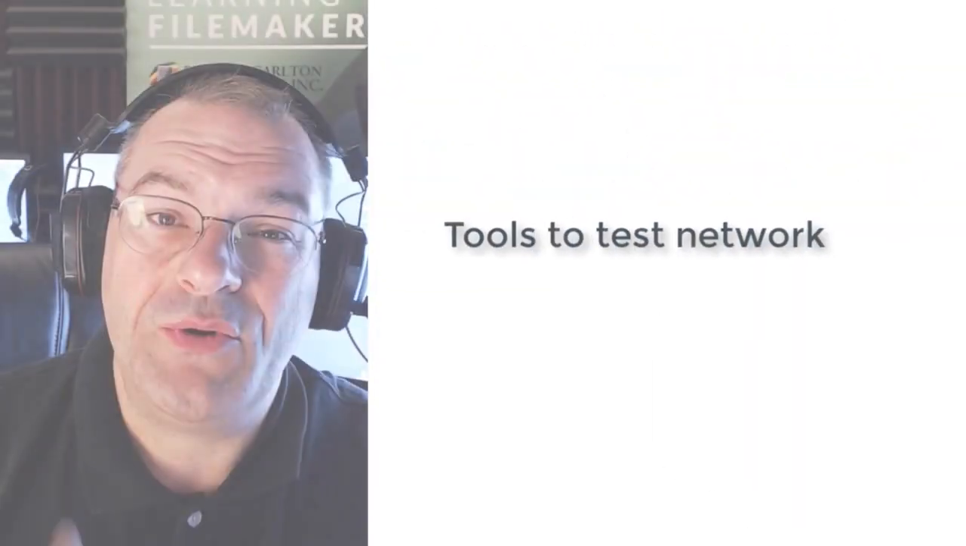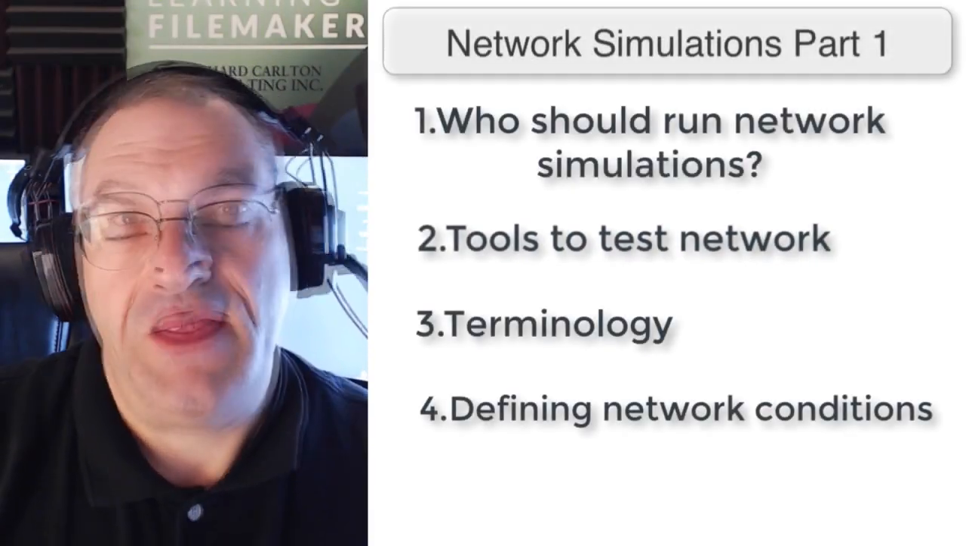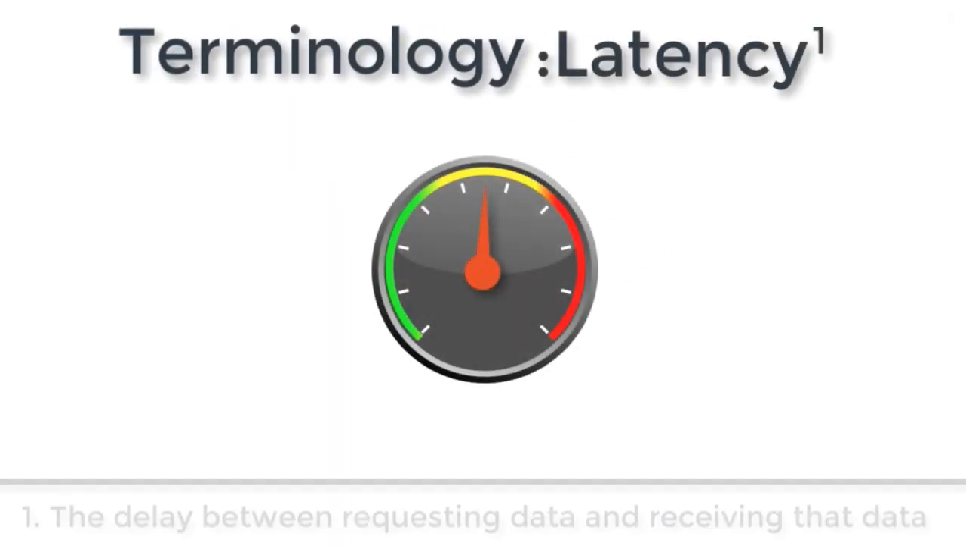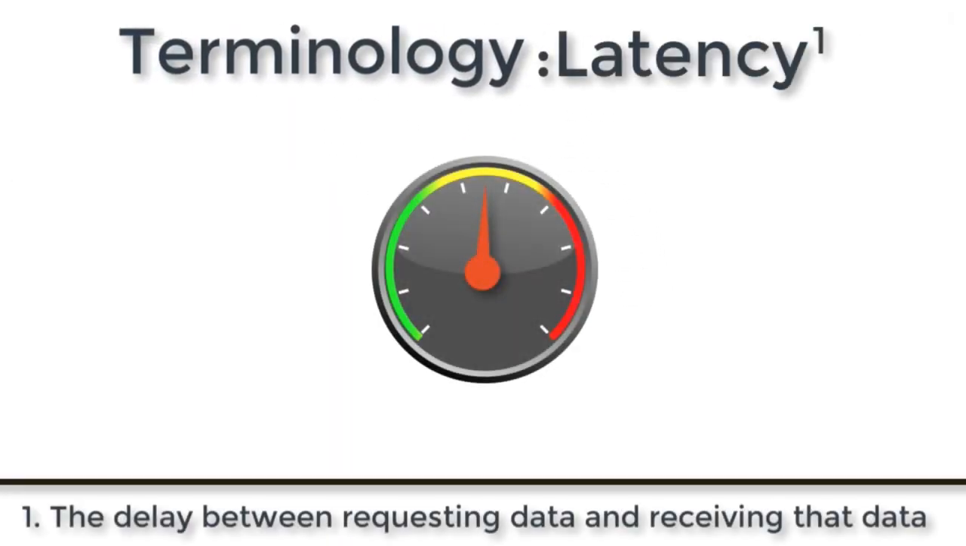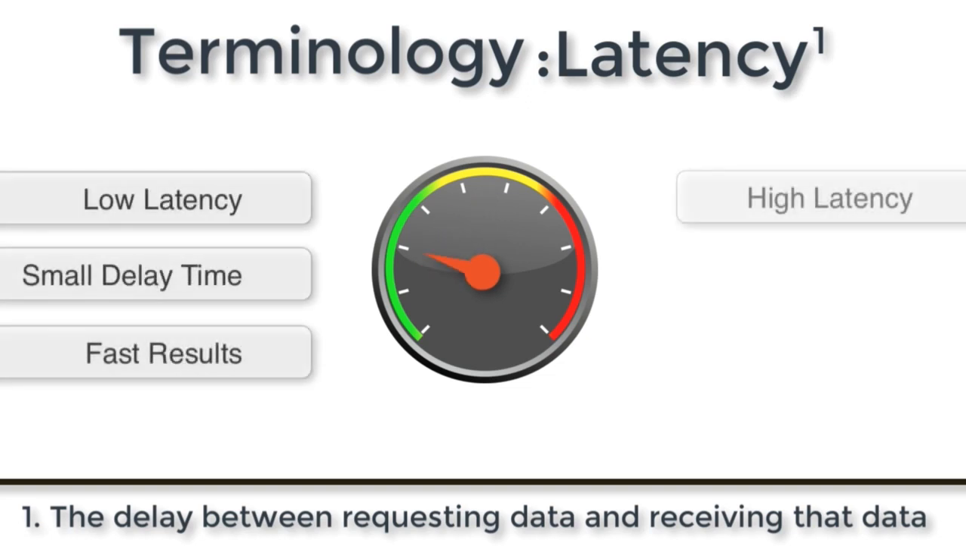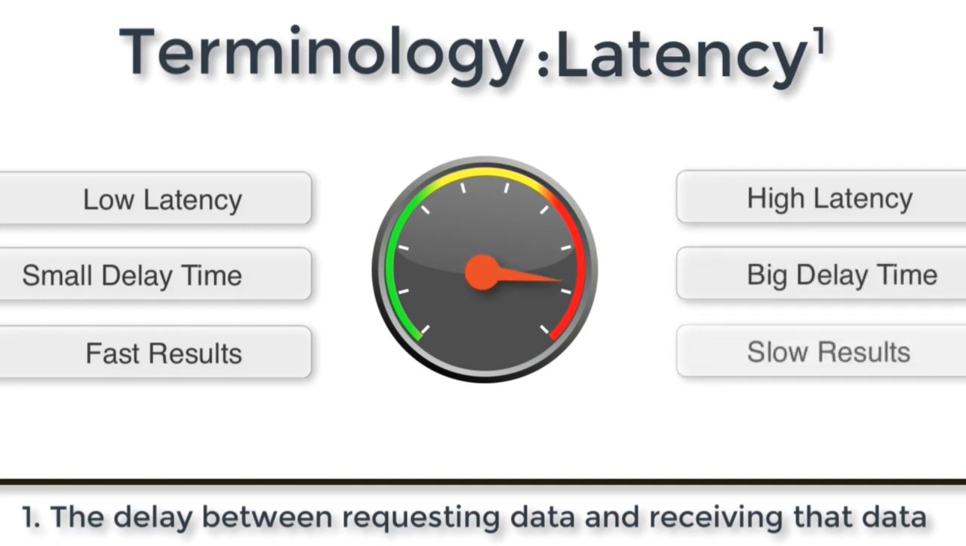Now, it's important to note that there is a little bit of terminology here. And the terminology used by networking technical people is the word latency. Latency is the delay from the time that you send a request and you get the data back or the packet back of data. It's normally measured in milliseconds. So, of course, a low number is very fast, right? And a high number is going to be a slower situation, right?